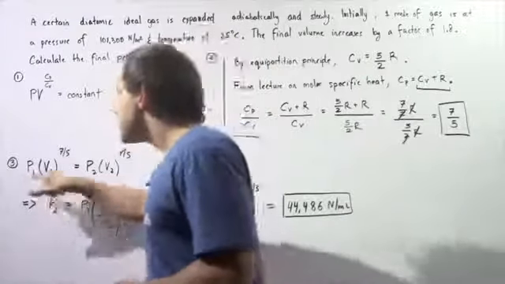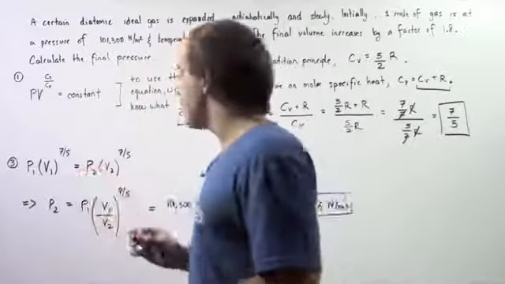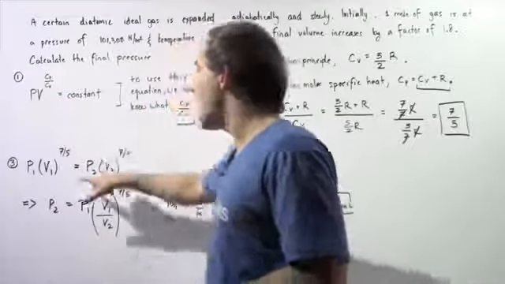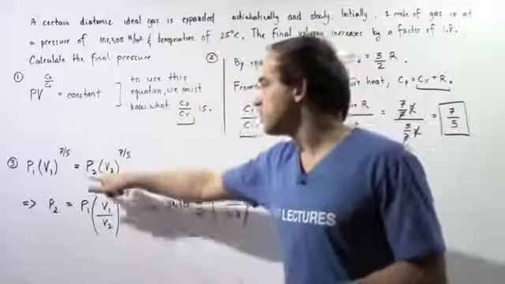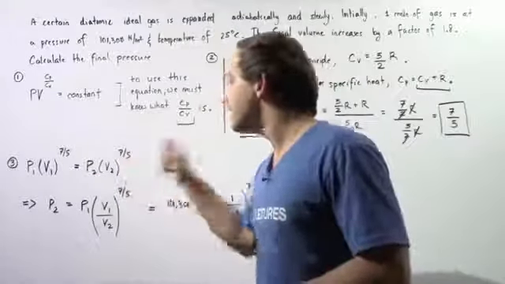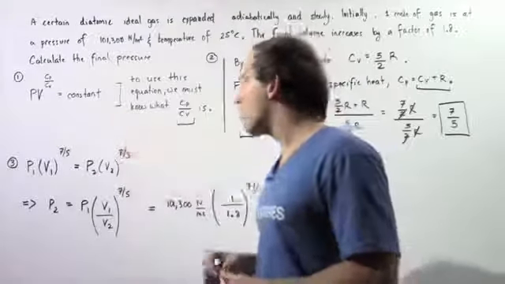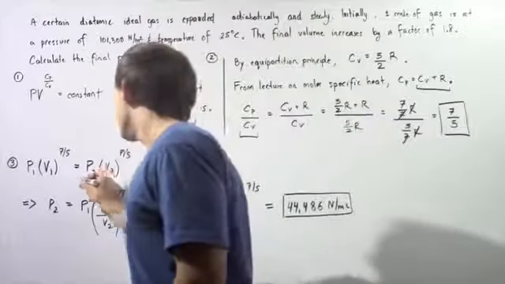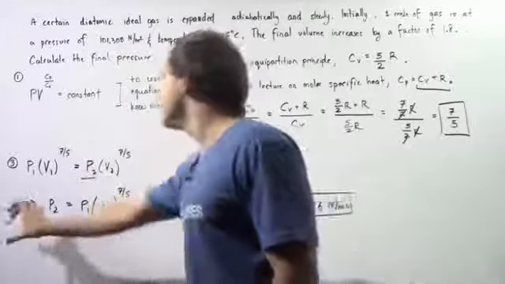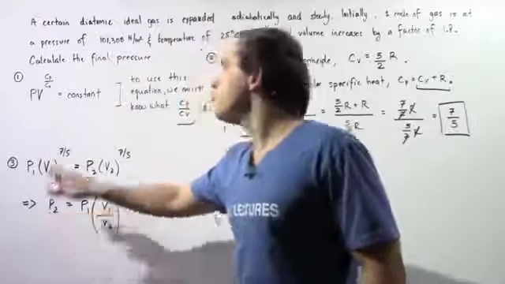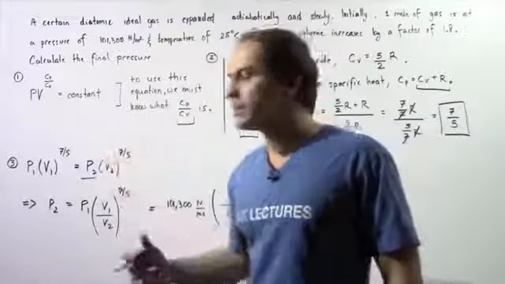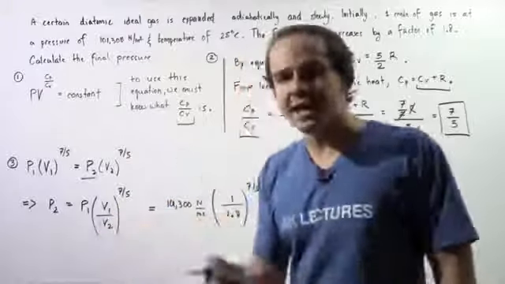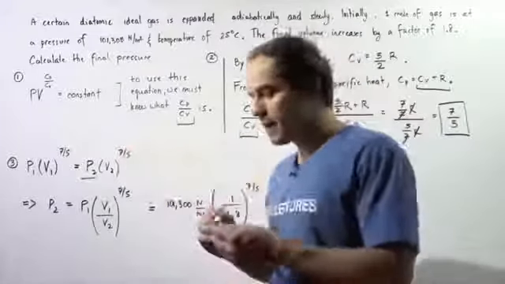So the initial pressure P1 multiplied by the initial volume V1 raised to the power of 7 divided by 5 is equal to the final pressure P2 multiplied by the final volume V2 raised to the power of 7 divided by 5. So we want to solve for P2. Let's bring this to the left side. We see that P2, the final pressure, is equal to P1 multiplied by V1 divided by V2 raised to the power of 7 divided by 5.